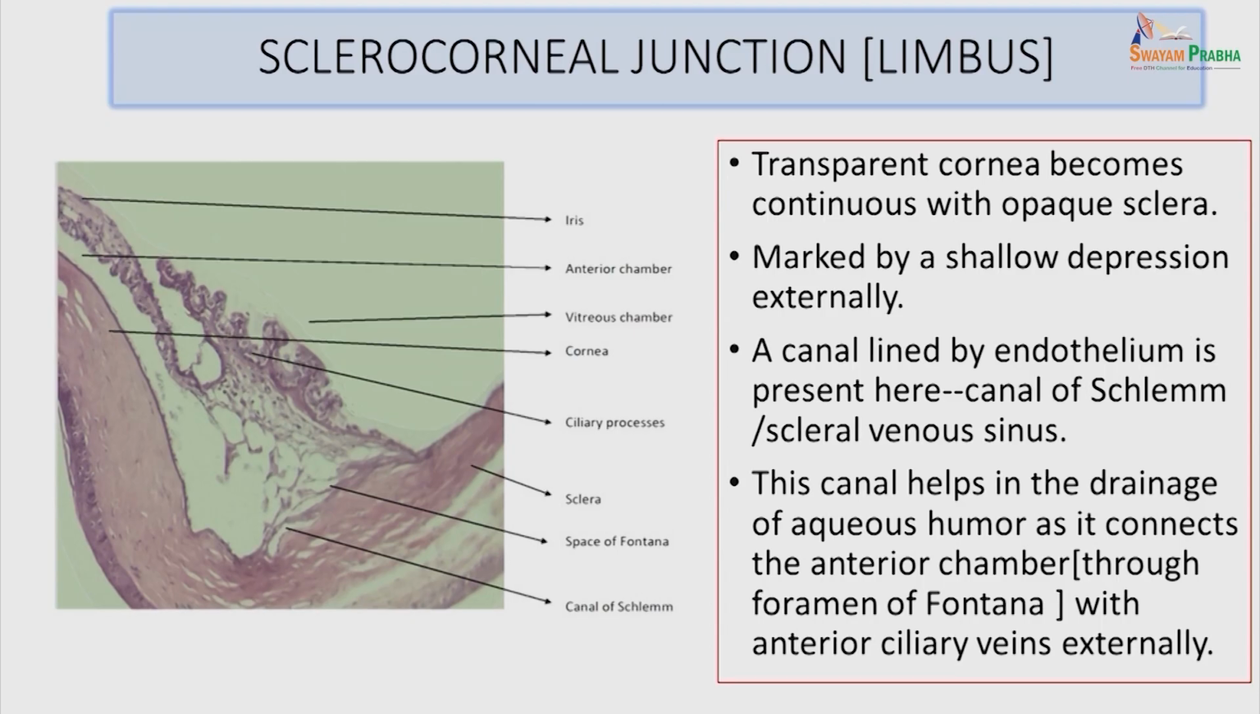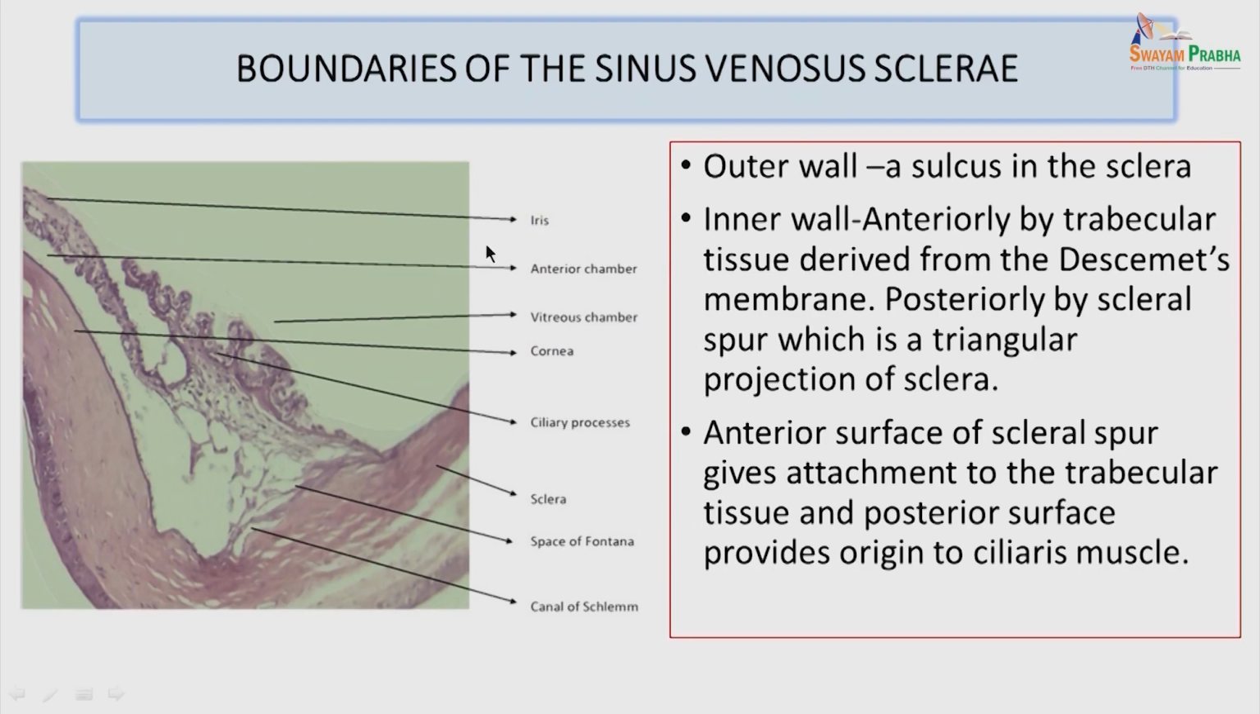In this microscopic picture, we can identify the canal here. This is the scleral venous sinus. We are seeing the boundaries of the sinus venosus sclerae. It is bounded on the outer wall by a sulcus in the sclera. On the inner side, anteriorly, a trabecular tissue bounds the canal, which is formed by the Descemet's membrane of the cornea. Here is the cornea and here is the sclera. Here you are seeing the canal.